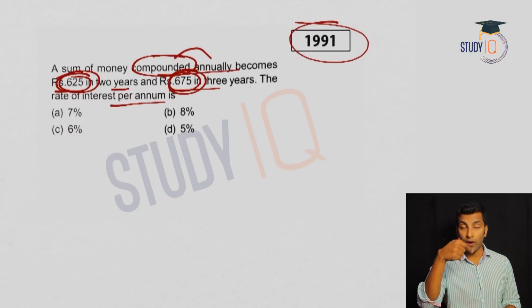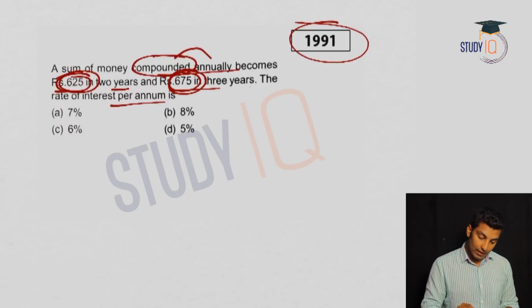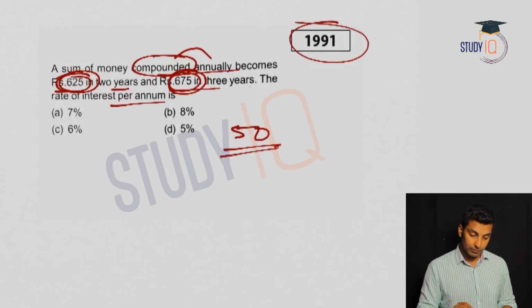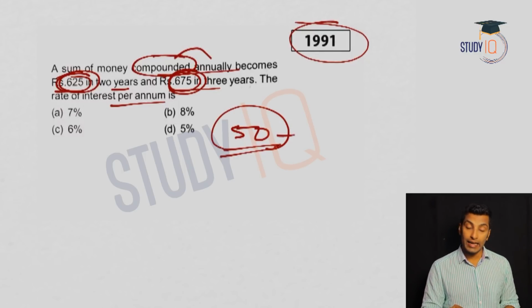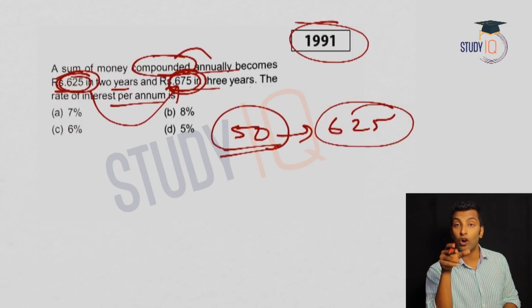So that difference of 1 year's compound interest you can actually calculate as simple interest, right? Because 1 year is what we are looking for. So what is the difference? That is 50, right? And this 50 is what you are getting on 625. That's what you need to understand. So in this 1 year there is an increase of 50, that is actually on 625.